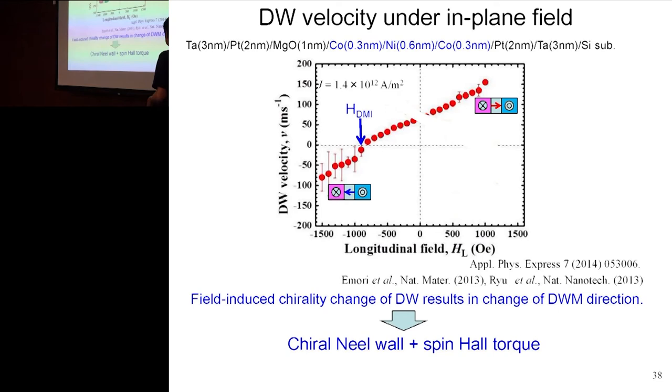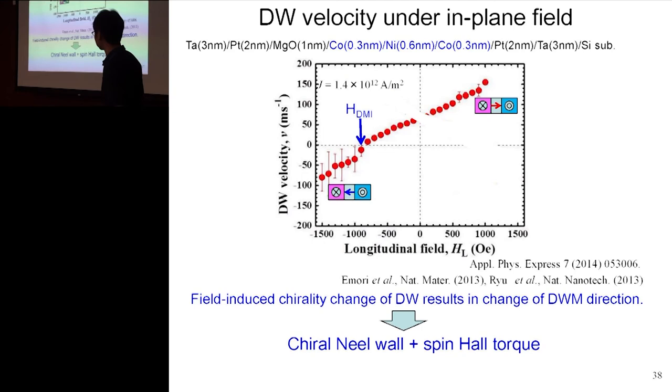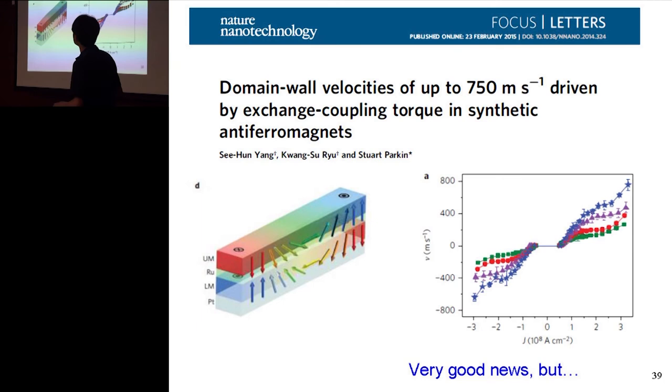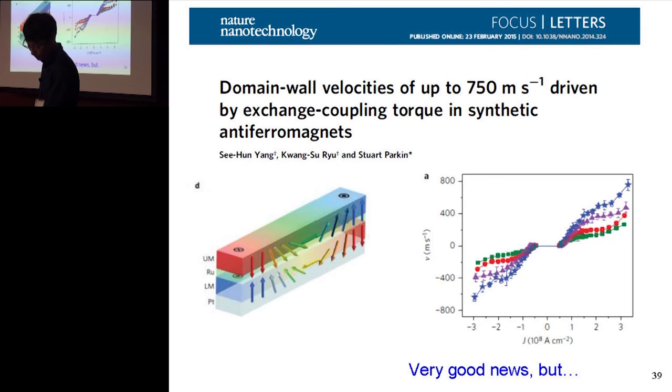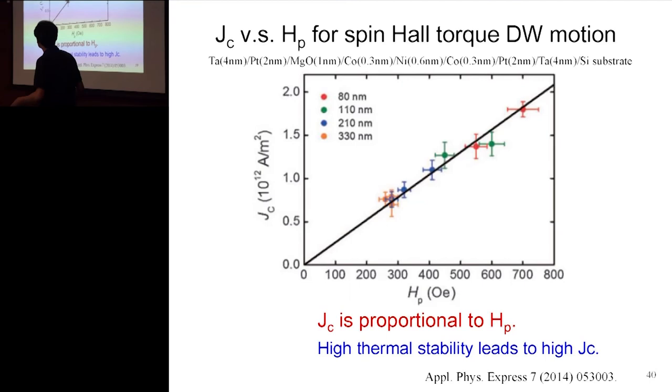So this is a kind of proof that there is a higher domain wall and spin photons. Okay, then by using this mechanism, people can now move a domain wall almost 1 kilometer per hour per second. Very good. But one thing not good is the relation between spatial current density as a function of pinning field.